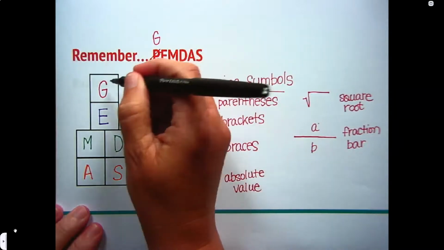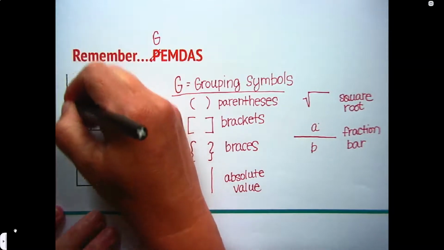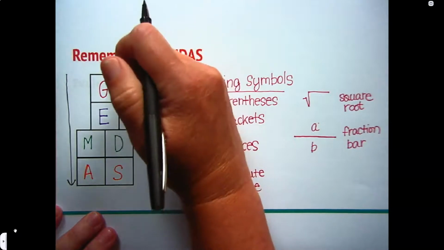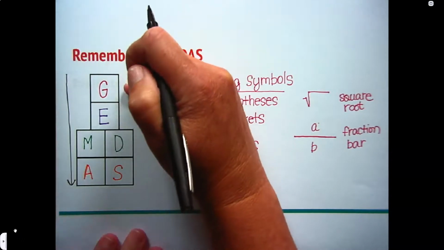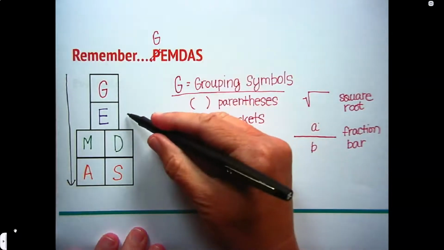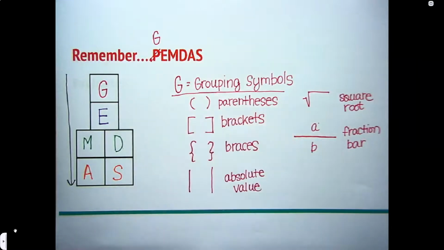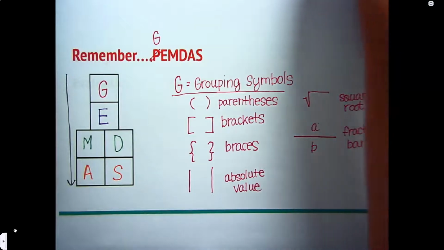Okay, when you work in this pyramid, you're going to work from the top down. So grouping symbols are the most important things in the problem. Exponents are second most important. Multiplying and dividing, you'll notice, are on the same level. So one's not more important than the other. And then likewise with adding and subtracting, they're on the same level. So one's really not more important than the other.